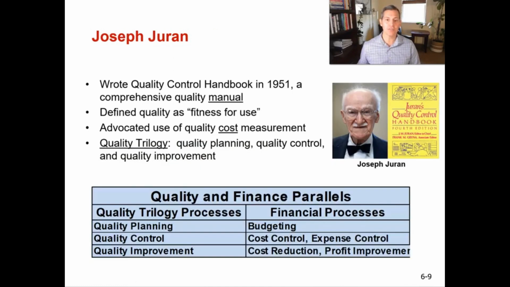Next is Joseph Juran. He wrote the Quality Control Handbook in 1951. It was a comprehensive quality manual. He advocated for use of quality cost measurement. His quality trilogy was quality planning, quality control, and quality improvement. And even though it was written right about the same time as the Lord of the Rings trilogy, and this guy kind of looks like he could have been in that movie, Joseph Juran really focused on quality cost measurement and planning, quality control, and quality improvement.